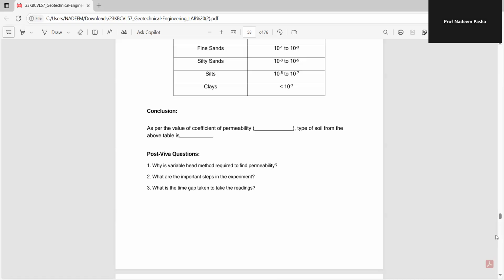So as per the value of the coefficient of permeability, the type of soil is determined from the above table. It is posed by a question: why is the variable head method required to find permeability?